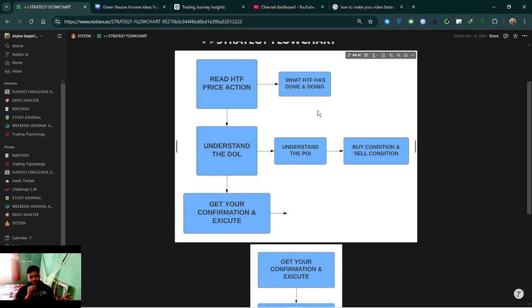Okay, and then you see where price can possibly go. Let's say this, where is the draw on liquidity for the price, your bias. Understand your POIs and buying and selling conditions. What I mean by buying and selling conditions is, I'm anticipating price might go to this price point, but price can also not go into that. Price might go somewhere else as well. So I always have buying and selling conditions.